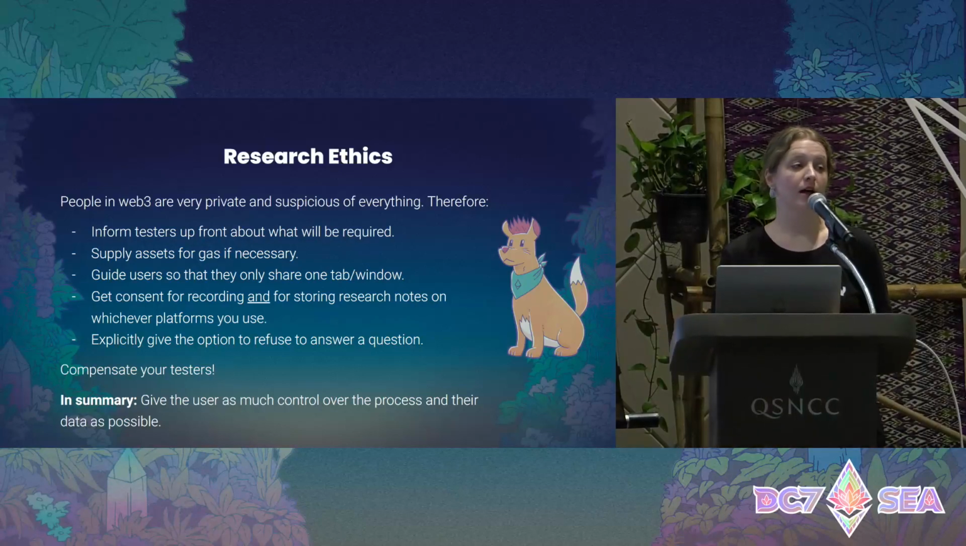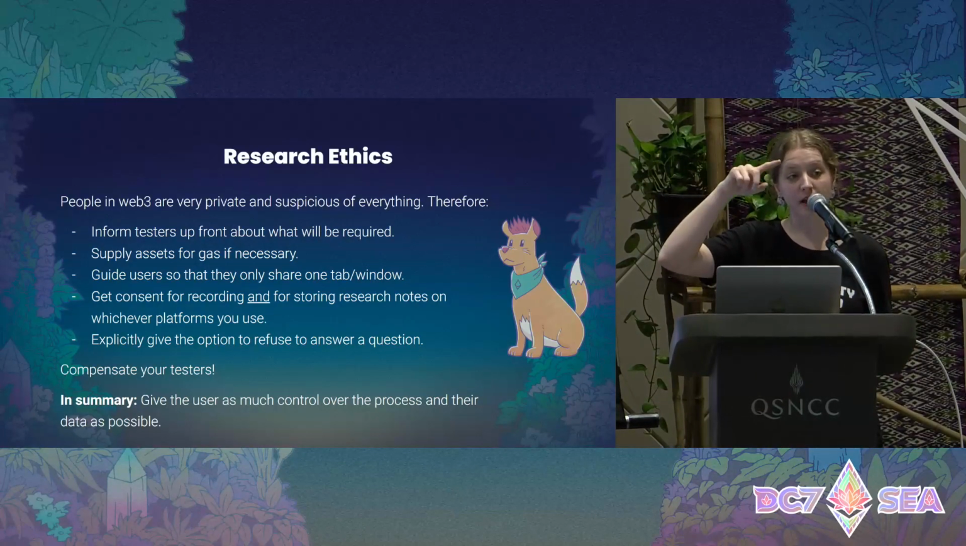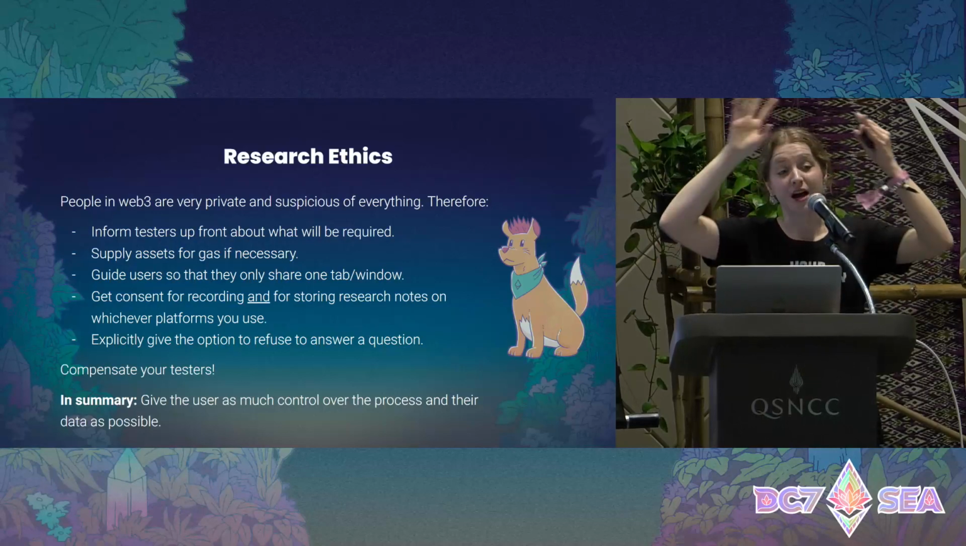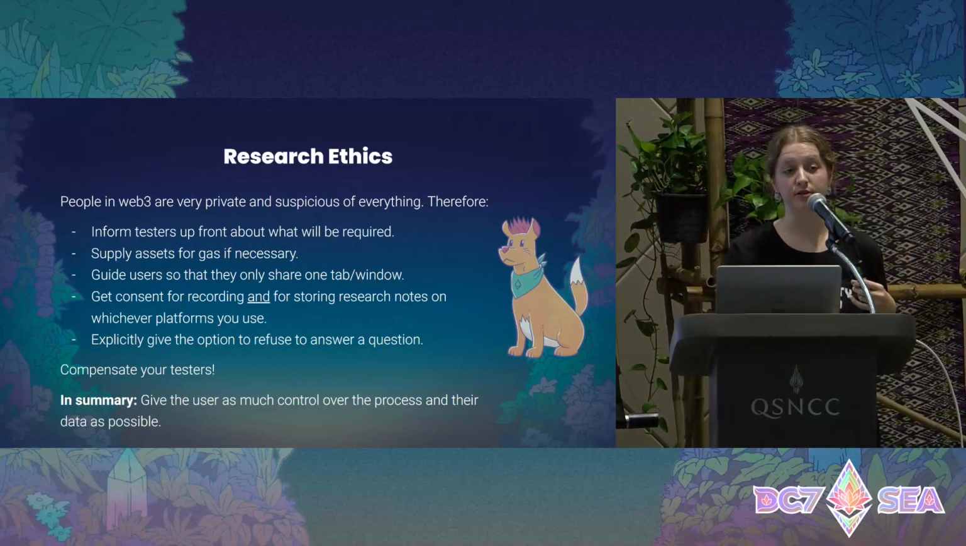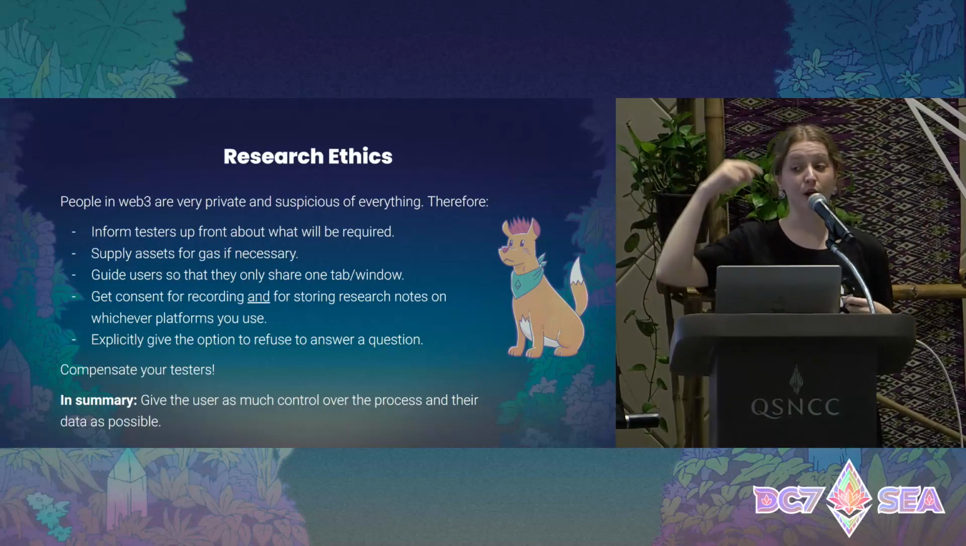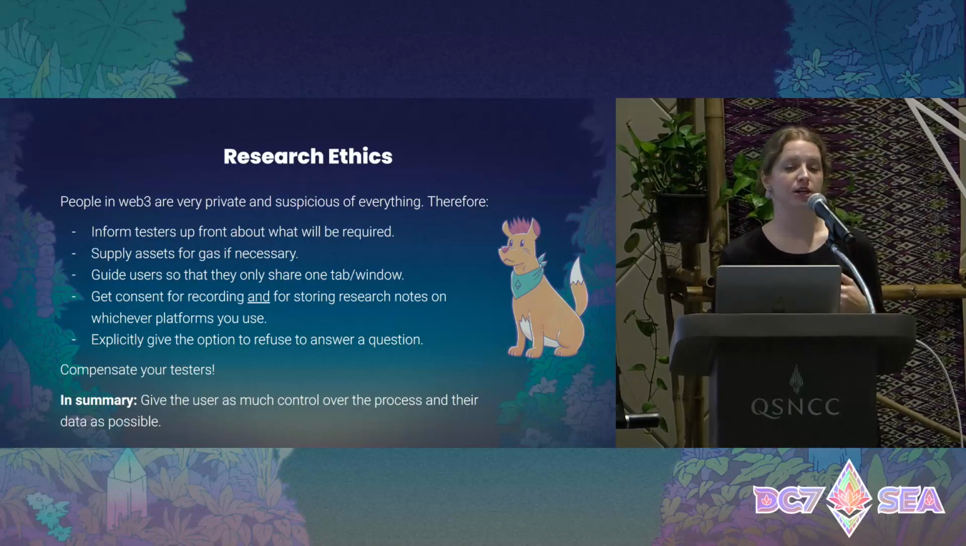If they're sharing their screen, let them know that they only have to share the tab that your DApp is in. A lot of people will just automatically share their entire screen, which means if they switch over to another tab, or open another app, or open their MetaMask, you can see all that. You can see what's in their MetaMask. They probably don't want to share that with you, so guide them to only share the tab that is relevant for you. And then, keep info sharing requirements to a minimum.